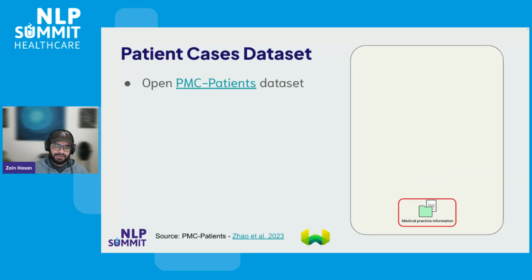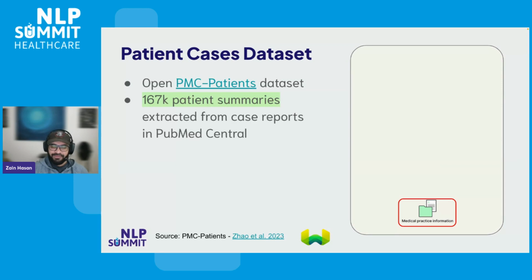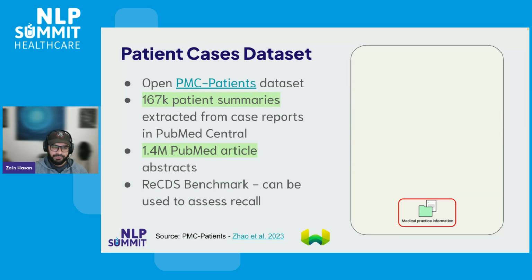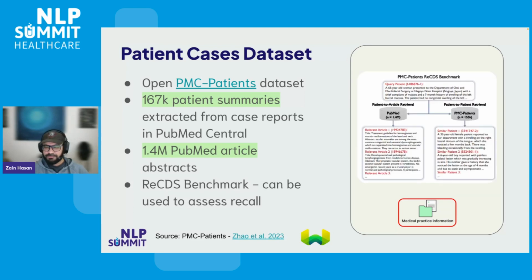This is actually an open source data set called the PMC patients data set, which you can get at this link at the bottom. This has about 170,000 patient case summaries that they've extracted from PubMed articles. And to boot, it also has about 1.4 million PubMed article abstracts that you can use to extract knowledge from as well. Right? And so this is all part of a benchmark for information retrieval, and it's made with this idea of retrieving similar patients and articles in mind. So you can use both of these frameworks to understand, given this new patient's information, what other patients are similar and what other articles are similar to this new patient. So that's our data set covered.